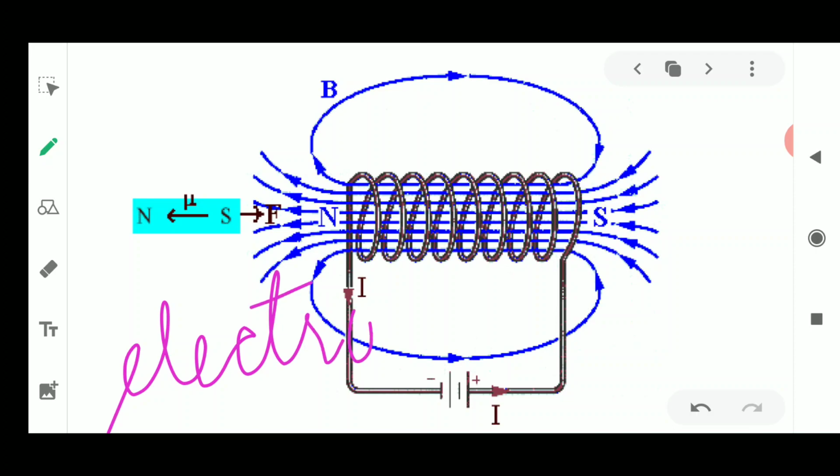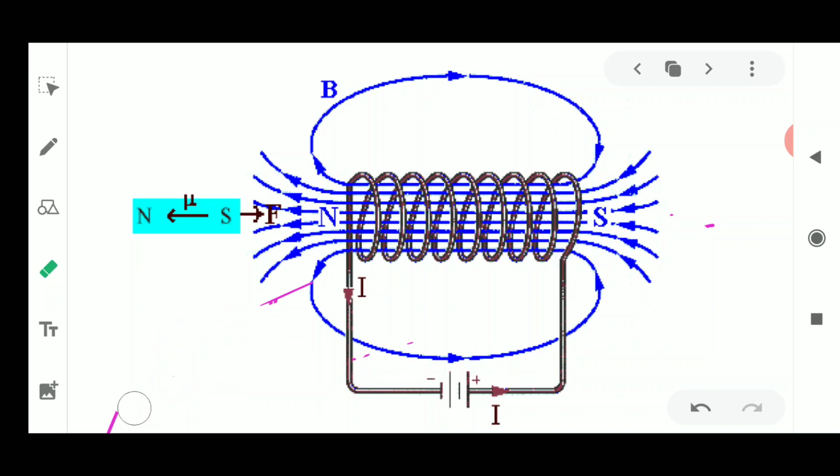Okay, we have to see the electromagnets also, and in the further slides I am going to show you about it very quickly. Now next, this here is a diagram which is showing you the magnetic field lines in a solenoid, which is from north to south.